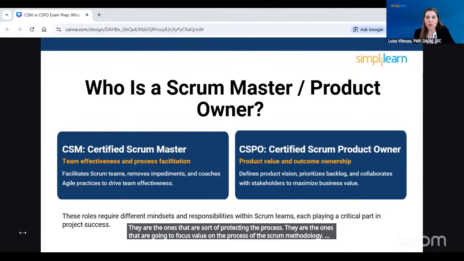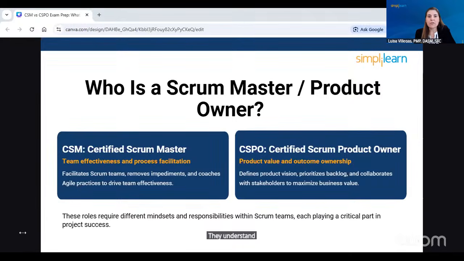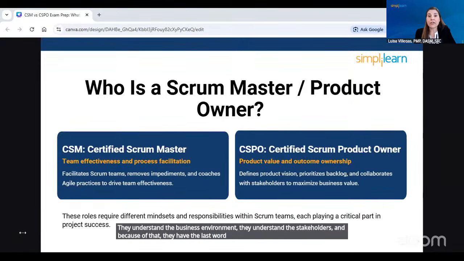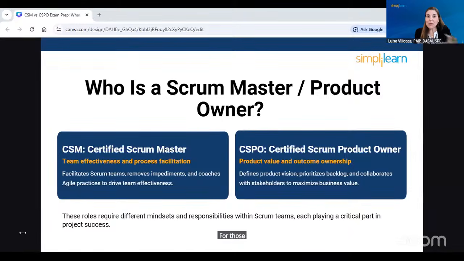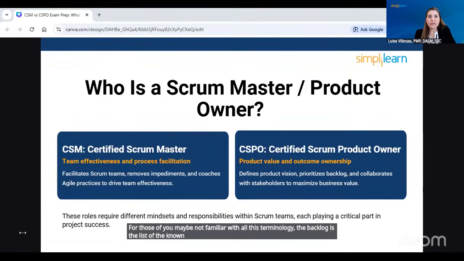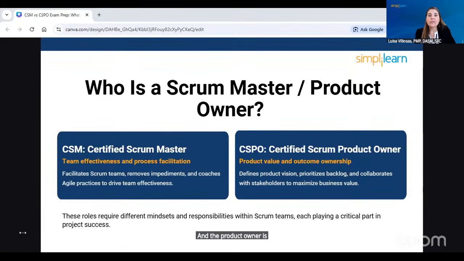Now, the product owner is going to be the person that owns the vision of the product. They know the product really well. They understand the business environment. They understand the stakeholders. And because of that, they have the last word on prioritizing the backlog. For those of you maybe not familiar with all this terminology, the backlog is the list of the known work that we're going to do for our product. So the increments or the features or solving the bugs or the issues. So the known work at the time for a specific product is what we call the backlog. And the product owner is going to have the last word on saying how we prioritize that backlog.